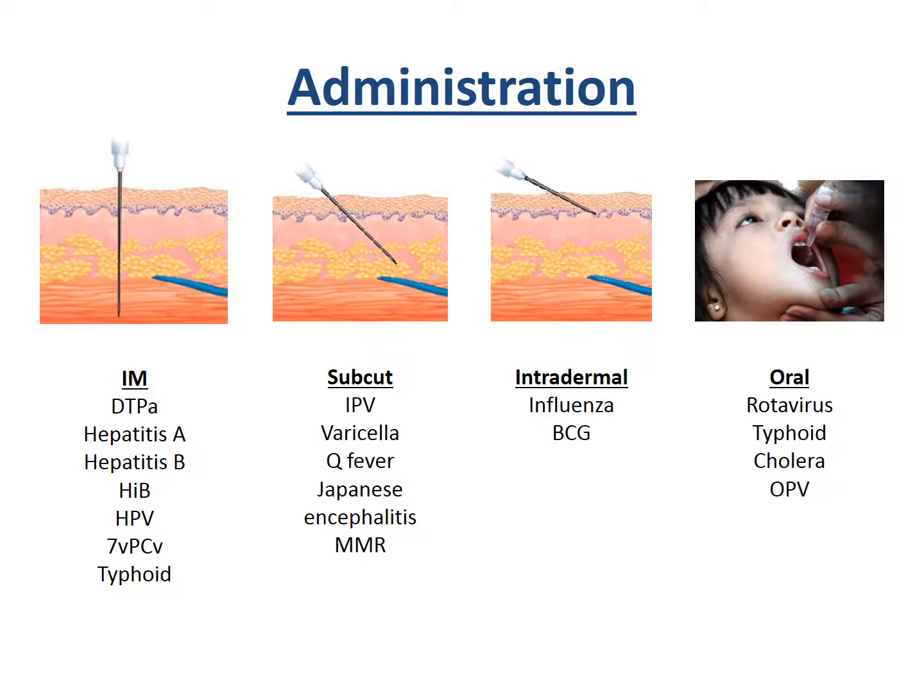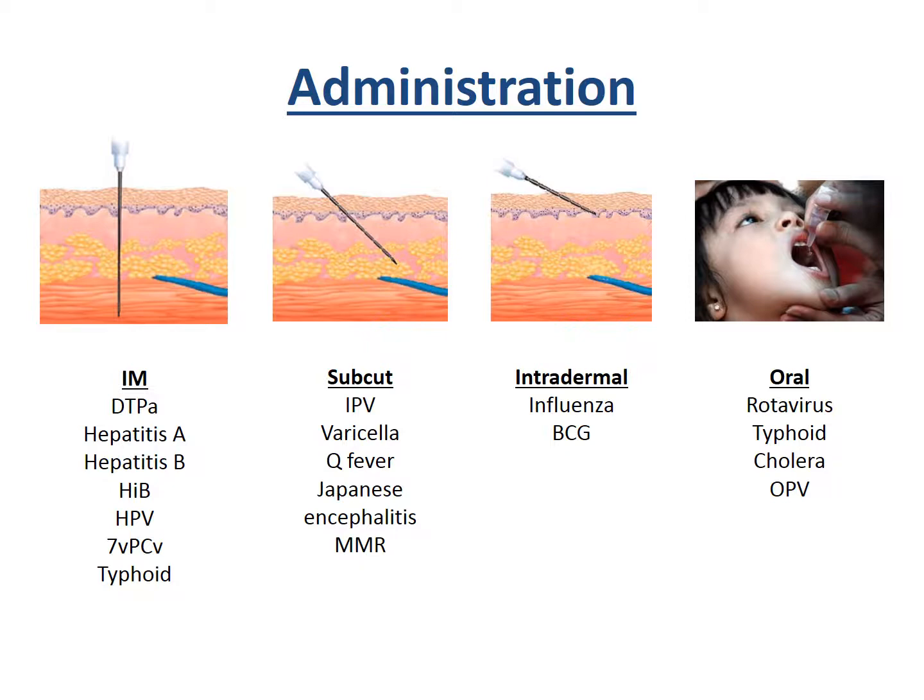Okay, vaccines can be given in lots and lots of ways. IM injections are the really painful ones that everybody really does not enjoy. So tetanus, diphtheria, pertussis, all the Boostrixes, Hep A, Hep B, Hib, Haemophilus influenzae, HPV, pneumococcal and typhoid are given IM. Subcut, so less painful, usually a smaller volume: IPV, varicella, Q fever, Japanese encephalitis and MMR. Intradermal, so not given as deeply into the skin: influenza, BCG. And oral: rotavirus, typhoid, cholera and oral polio. So lots of different ways to give vaccines.